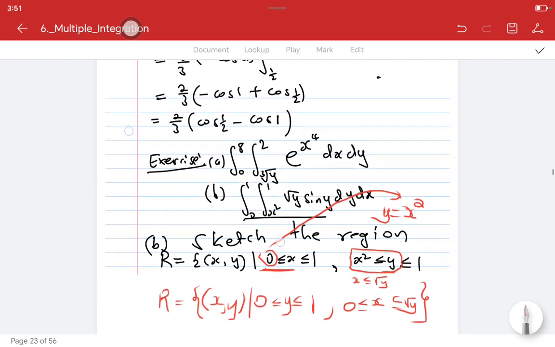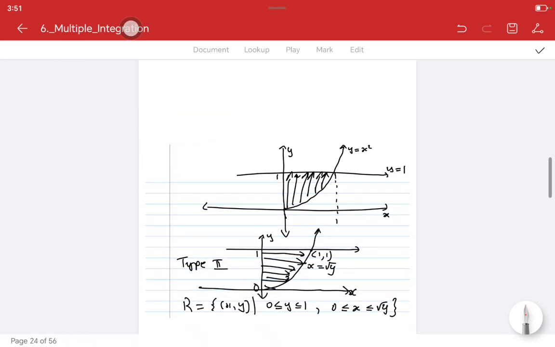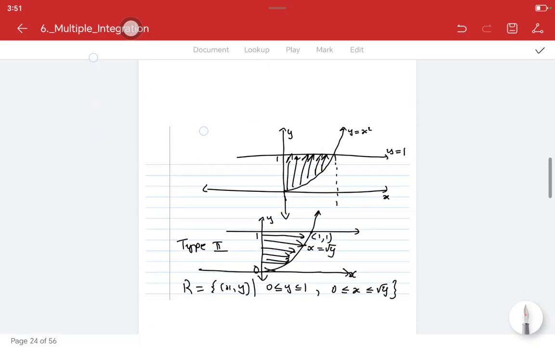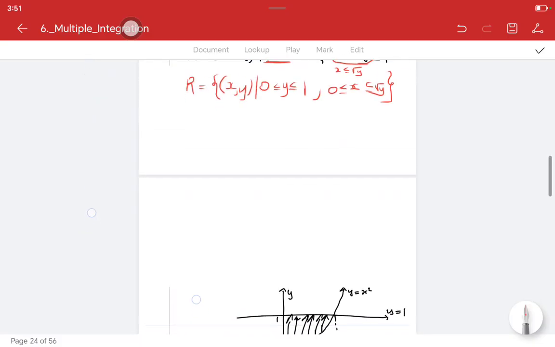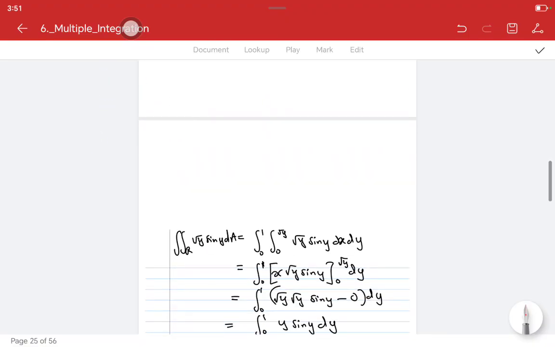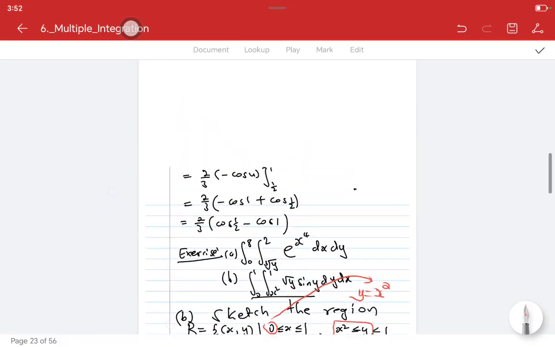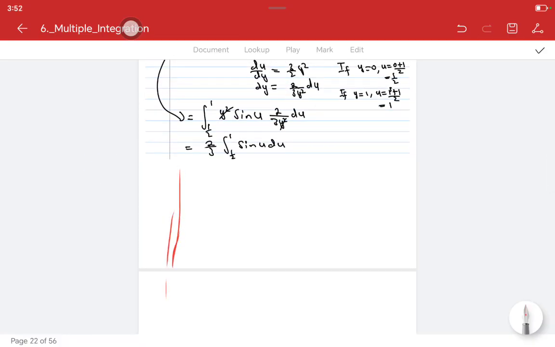Now let's confirm this interval. y is between 0 and 1, and x is between 0 and root of y. We say so. I'm going to try to make this as short as possible, so let me see if there's another question. Okay, this one's for polar coordinates. Then let's look at that other example.